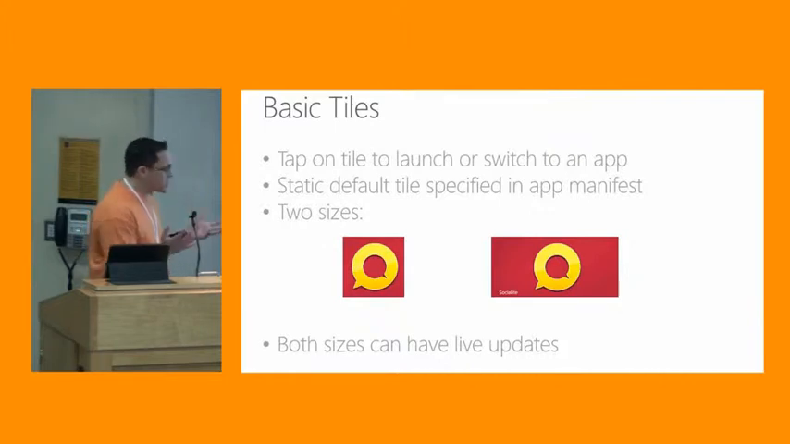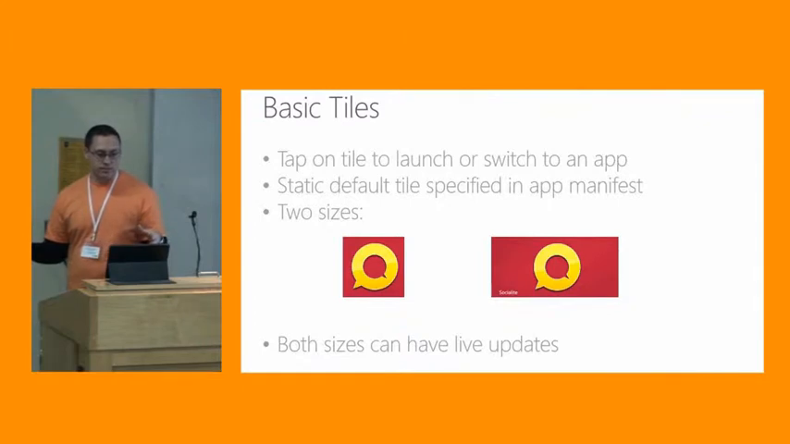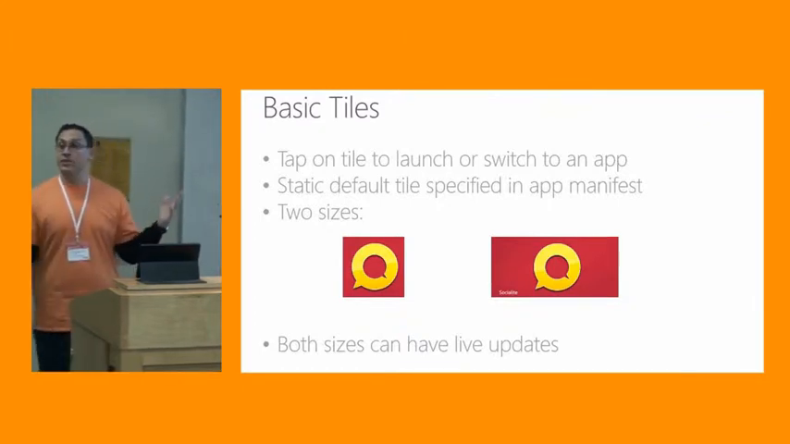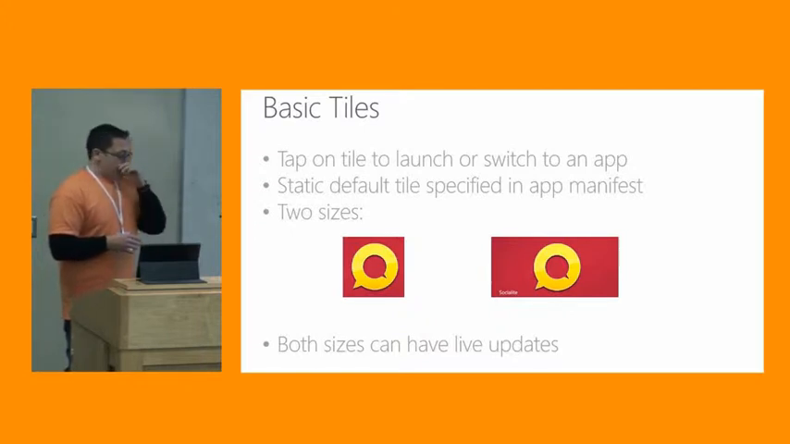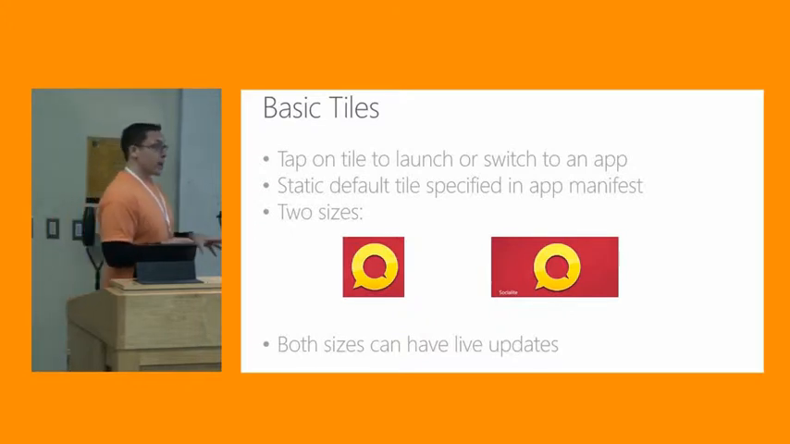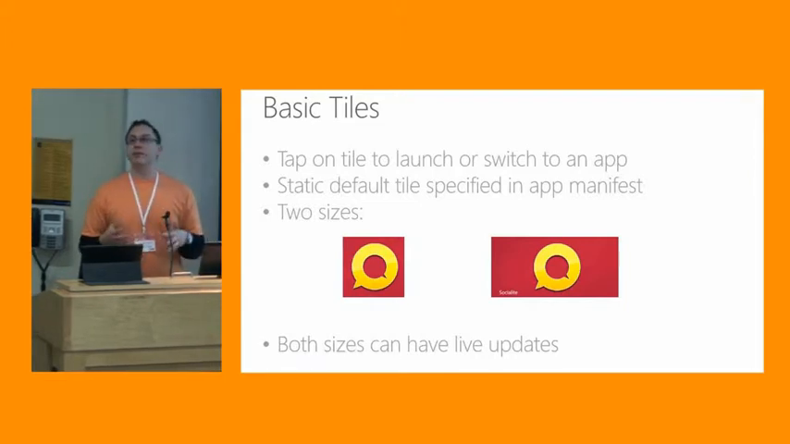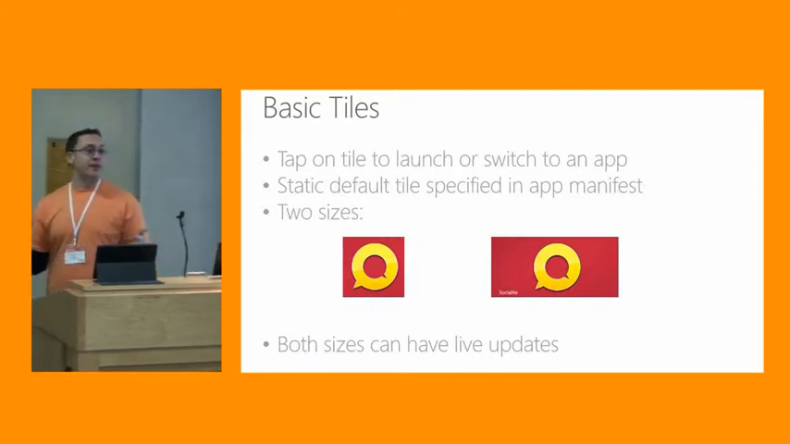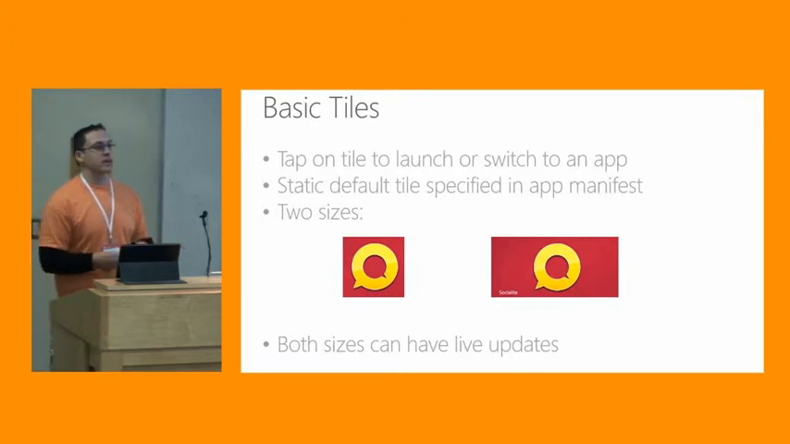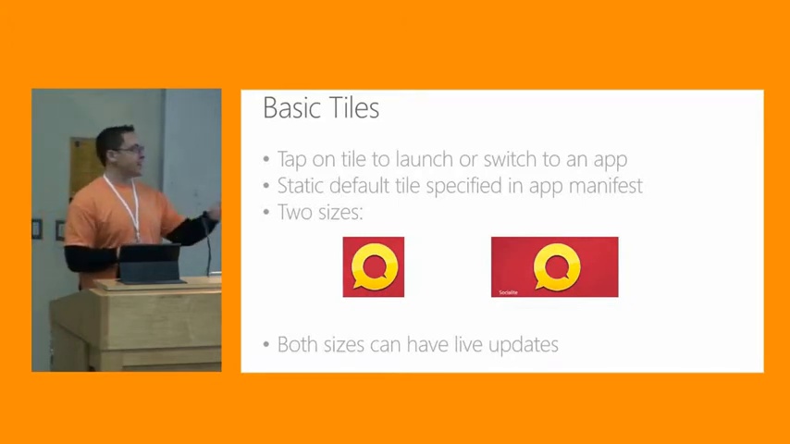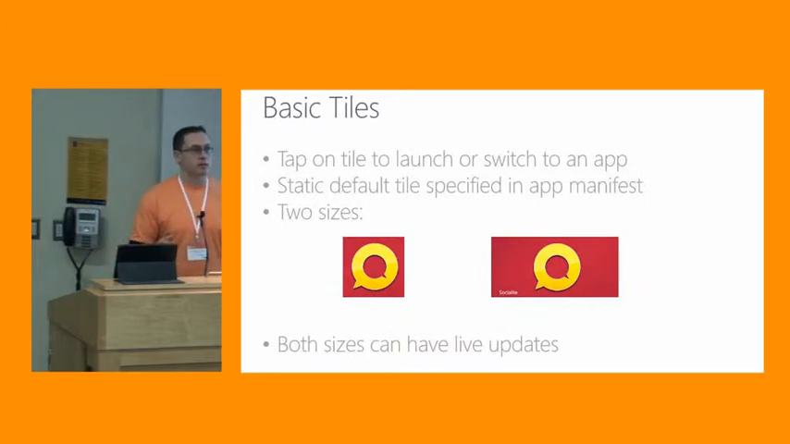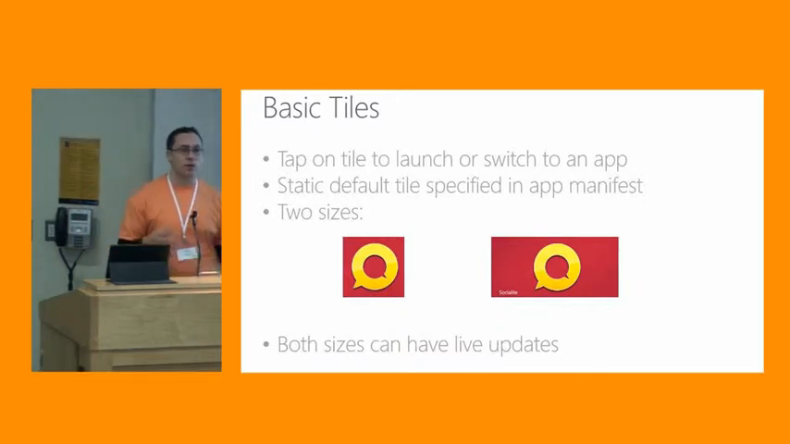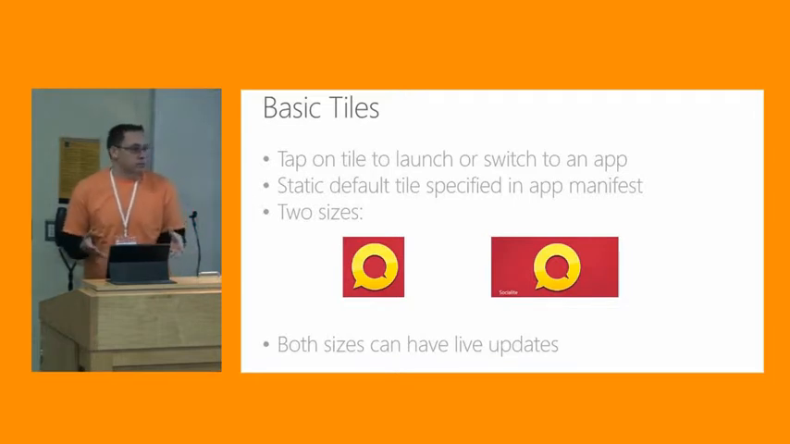So a basic tile comes in two sizes. We have a square and a rectangle. And you tap on the tile to launch, just like an icon. The default tiles are static, and the way you implement the default tiles in your application is in your app manifest. You specify the graphic and the text that you want, and it's there and it's part of your application. It's there and it's static. Simple, right? Works well for launching an app, but it's kind of boring, right?